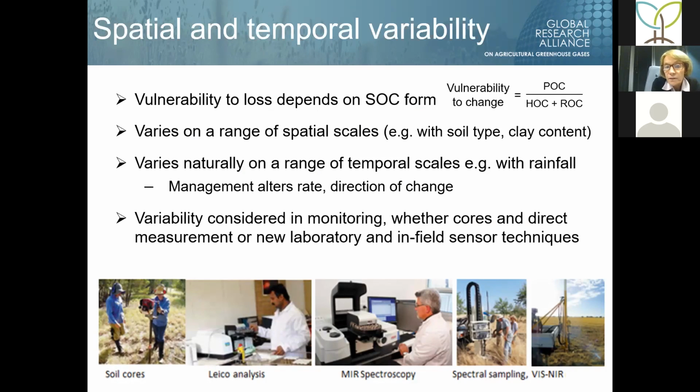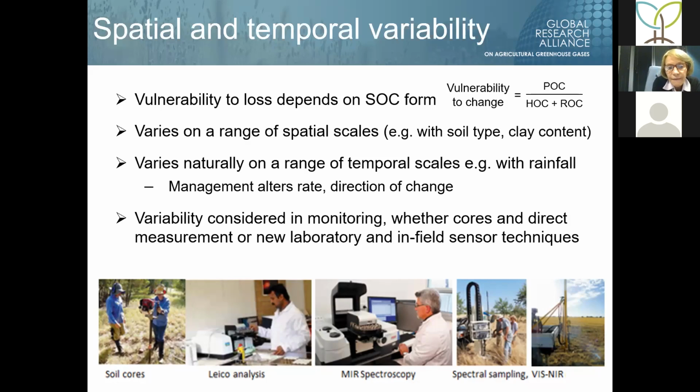Soil carbon varies on a range of spatial scales, and understanding soil types and clay content is one of the important issues there. And soil carbon varies naturally on a range of time scales, and particularly with rainfall events and the variability in rainfall. So management can alter the rate and direction of change, but these natural factors can have an overriding effect as well.